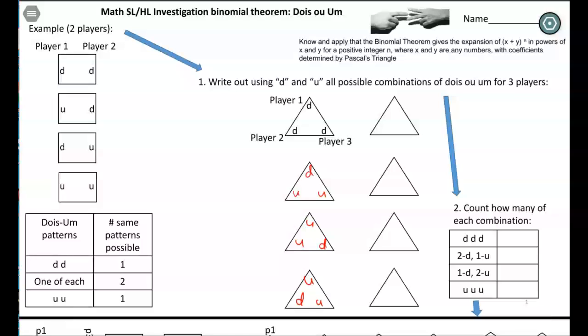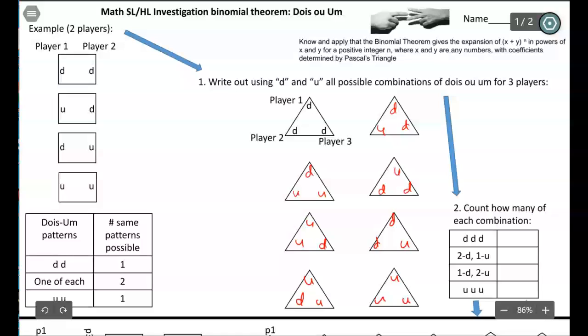Or maybe two players play dois and then the other player plays um, in which case you would have those two dois, or those two dois, or those two dois, and then one um there. And then the last possibility is that all three players throw um at the same time, right? Okay, so those are the 8 different ways that you might get Dois ou Um played out if you have 3 players. Then let's total up the different ways that we might see Dois ou Um.